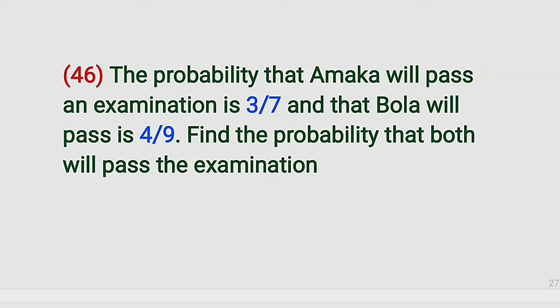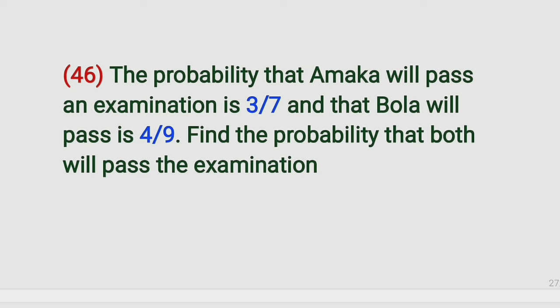Hello, good day viewers. Still on WAEC 2024 Mathematics Examination Objective Questions. Today we are going to begin with question number 46 down to question number 50. Question number 46 reads, the probability that a marker will pass an examination is 3 divided by 7, and that of Bola will pass the exam is 4 divided by 9. We are asked to find the probability that both will pass the examination.